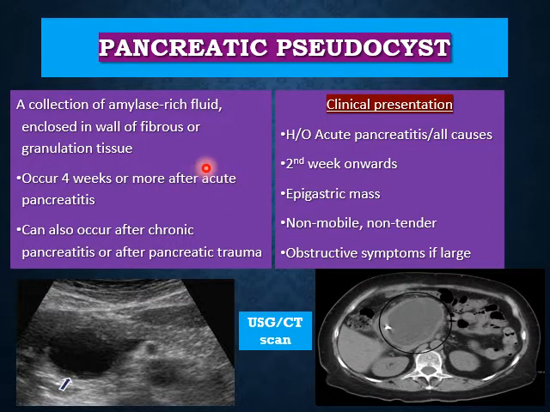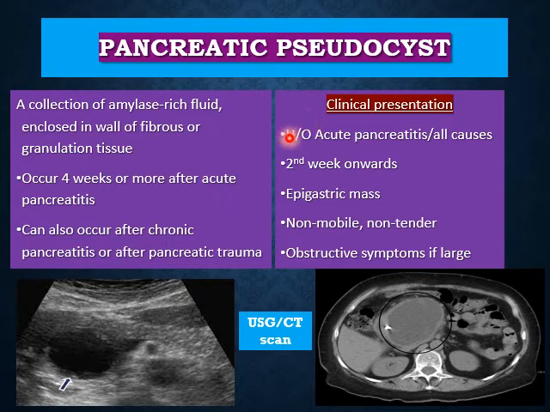Okay. One of the complications of acute pancreatitis is pseudocyst, the pancreatic pseudocyst, which is a collection of amylase-rich fluid enclosed in a wall of fibrous or granulation tissue. So it's a pseudocyst. It's a false capsule or false wall. It occurs 4 weeks or more after an acute attack of pancreatitis. It can also occur after chronic pancreatitis or after pancreatic trauma.